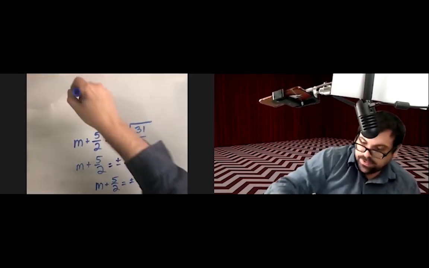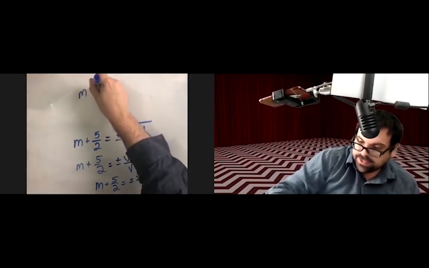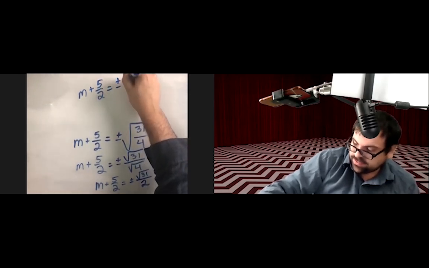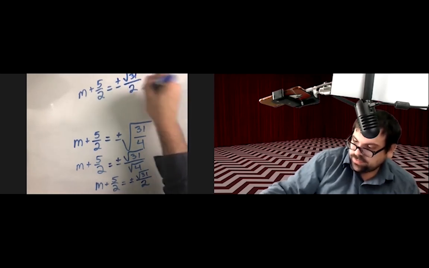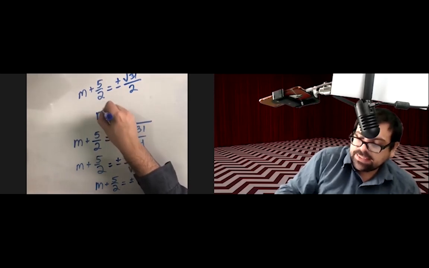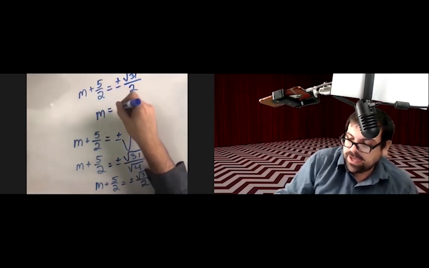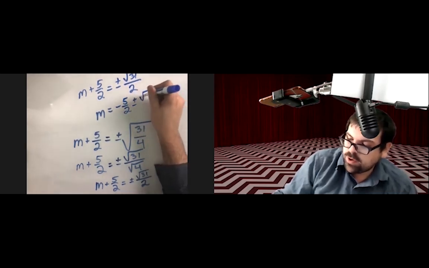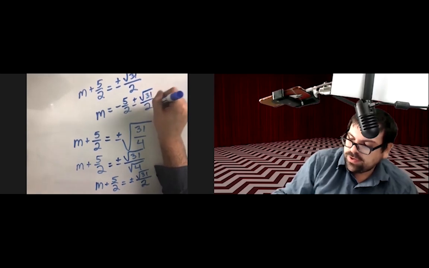Doing this twice in one problem, writing it up top. m plus 5 halves equals plus or minus radical 31 over 2. I'm going to subtract the 5 halves to get the m by itself. So I have minus 5 halves plus or minus radical 31 over 2.